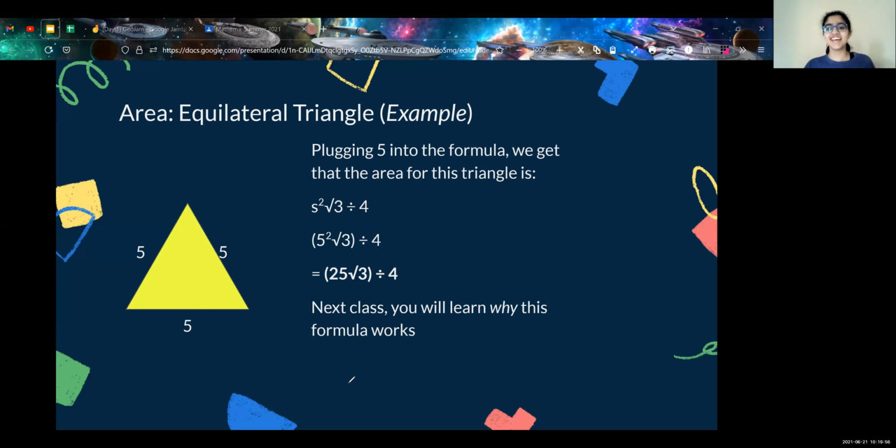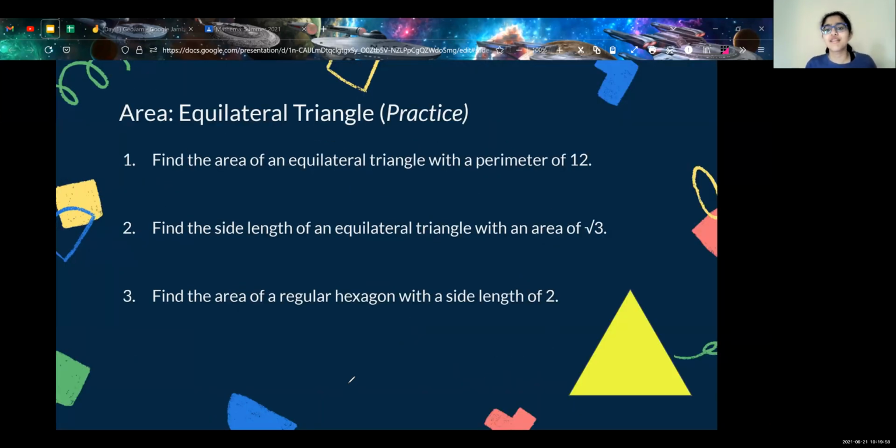Okay. So practice problems for the area of an equilateral triangle. Find the area of an equilateral triangle with a perimeter of 12. Find the side length of an equilateral triangle with an area of radical 3, and find the area of a regular hexagon with a side length of 2. So remember that a regular hexagon is just 6 equilateral triangles put together.